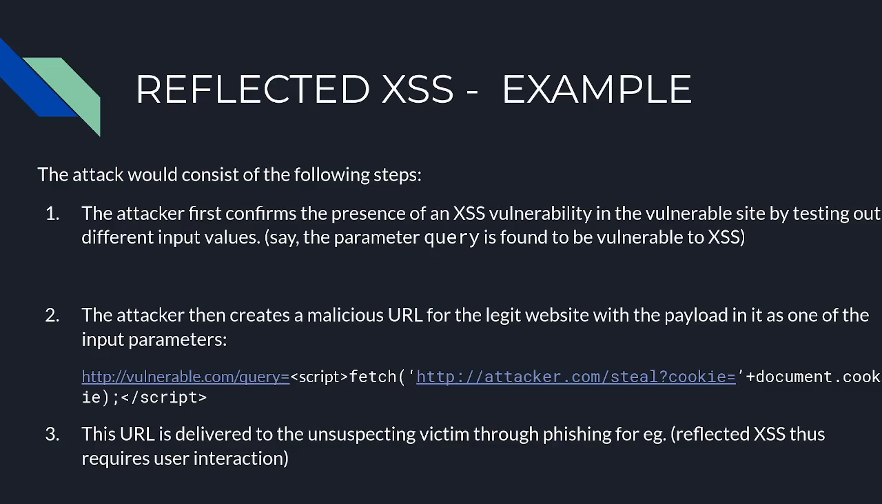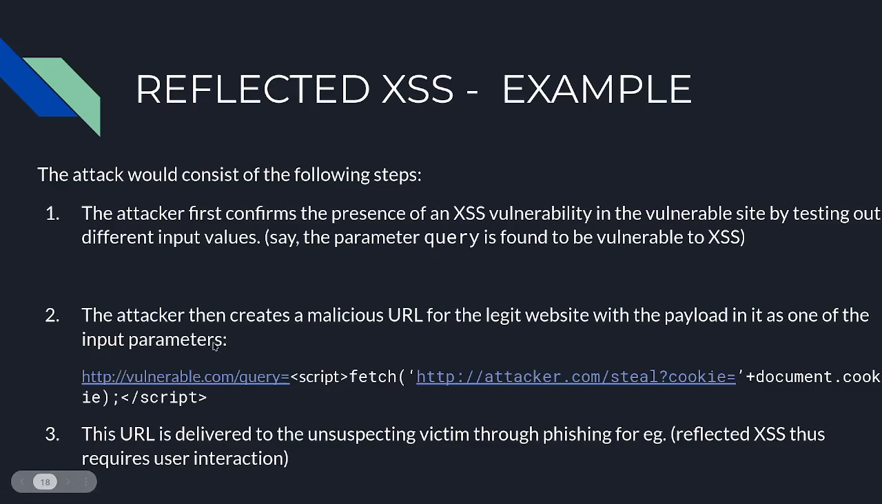The attacker would first confirm the presence of an XSS vulnerability in the site by testing out different input values. And then it is found out that this particular parameter is vulnerable to XSS. Then the attacker creates a malicious URL for the legit website with the payload in it as one of the input parameters. Now, this is the URL that the attacker would make the victim click on. So in this case, this is the legit URL to the legit site, but instead of an actual query, which is the vulnerable parameter, it contains the malicious payload with the script tag and everything.